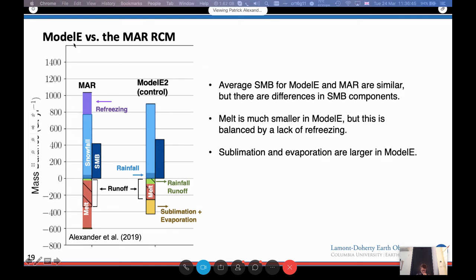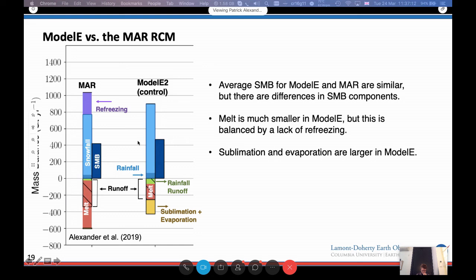And so the positive components here are components that contribute positively to mass balance. And then we have melting and runoff, which contribute negatively. And then we have the surface mass balance, which is the balance between the positive terms here and the negative terms here.